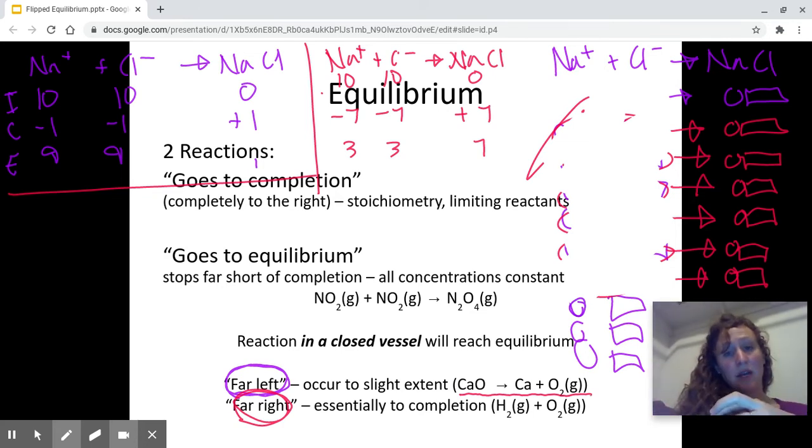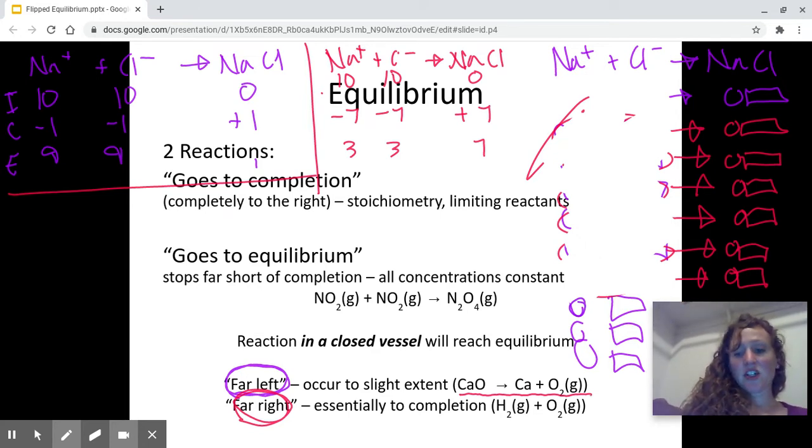Some of it may decompose into calcium metal and oxygen gas, but it's not going to happen very much, right? Calcium metal is extremely reactive, especially with steam, I believe. Calcium oxide is a pretty stable compound, so not much of our reactant is actually going to decompose into products. We're going to be left with mostly reactants and maybe a little bit of products.